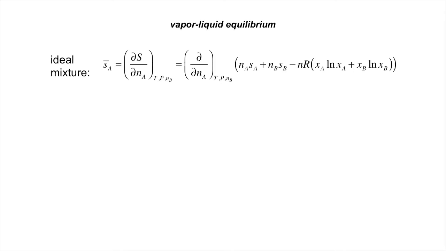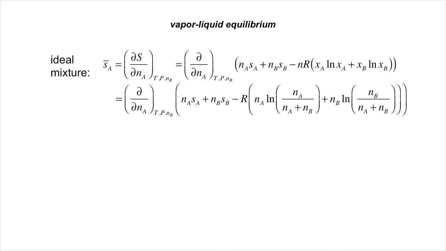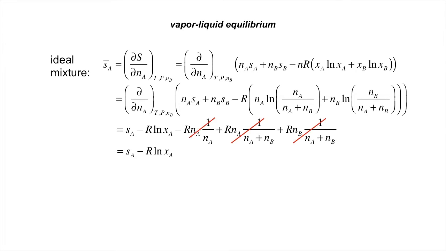Taking the partial derivative of S with respect to Na is slightly more complicated, since the random mixing term contains Xa, which is a function of Na. Substituting, we can see that there are a total of 5 terms containing Na. Applying the chain rule, and then eliminating terms that sum to 0, we end up with the simple expression shown here. The partial molar entropy is the sum of the molar entropy of pure A minus R log Xa. For liquids, we expect the entropy of pure liquid A to be independent of pressure. Thus, the partial molar entropy will be a function of temperature and composition only.